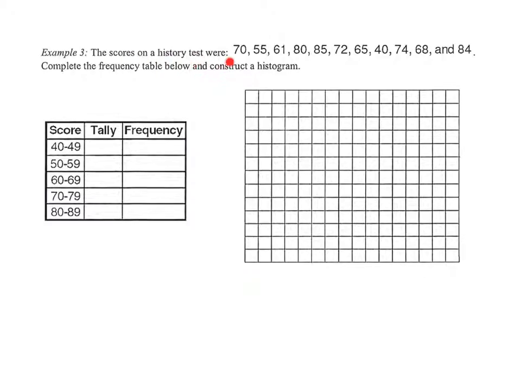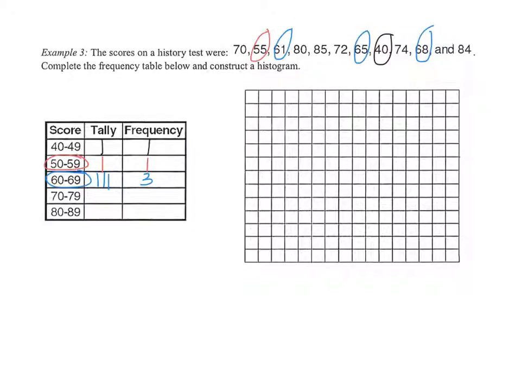The scores on a history test were these. These were all the scores. Complete the frequency table and construct a histogram. You need to do this first before you make the histogram. So how many 40 to 49s? Just 1. How many 50 to 59s? 1. That's it. How many 60 to 69s? 1, 2, 3, and the number 3.